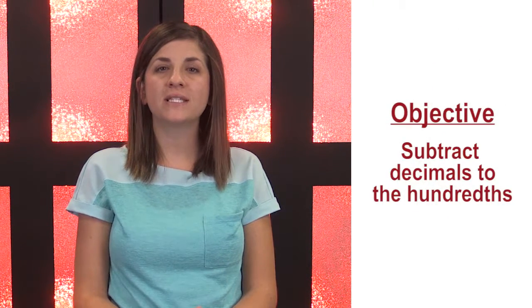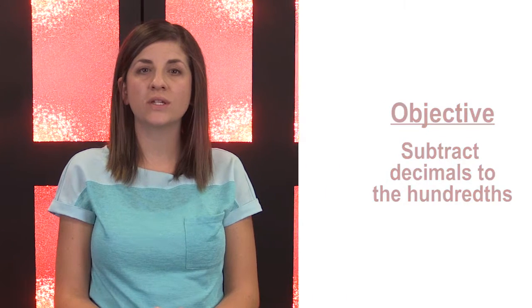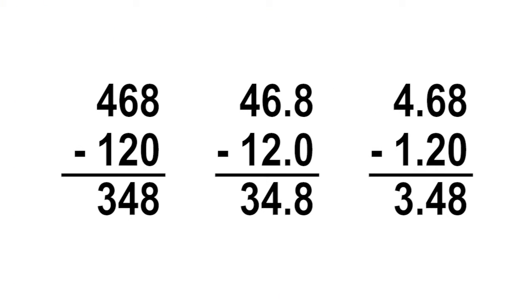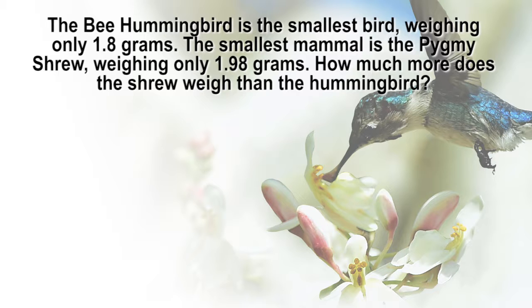The objective of this lesson is to subtract decimals to the hundredths. In the place value system, subtracting with decimals is the same as subtracting with whole numbers. They also learned the importance of lining up the decimals in the correct spot, as well as placing zeros as placeholders.